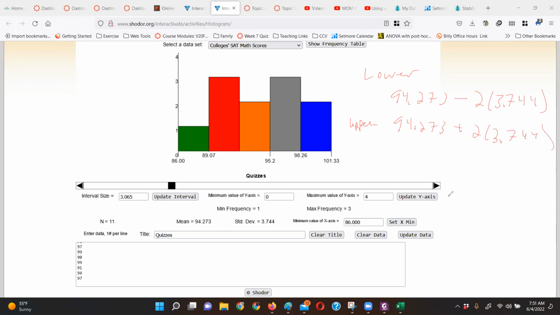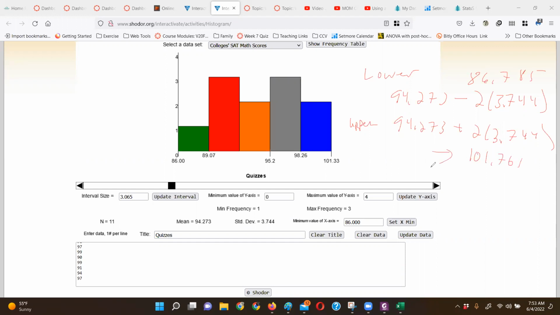Okay, I'm going to go grab a calculator off screen and do this off screen. I'll be right back. Okay, so I did this and I got, what did I get here? For the lower fence, I came up with 86.785. For the upper fence, I came up with 101.761.